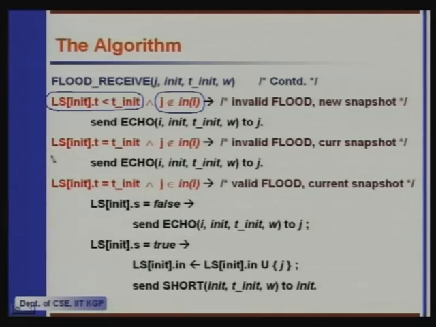Now, look at this case, ls init dot t is equal to t init, which means that it is the current wave, and J does not belong to init. So, again this is an invalid flood, but for the current snapshot, and the action will be exactly similar, right. We just send an echo, okay.